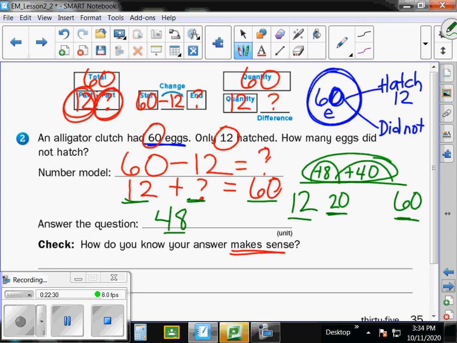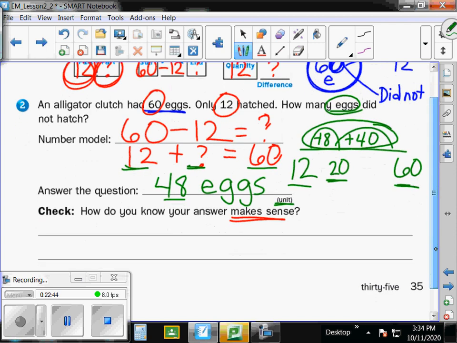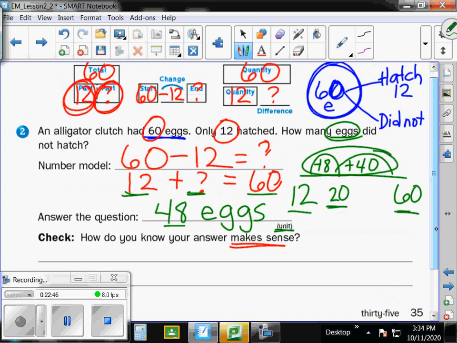All right, let me go back to my question. How many eggs did not hatch? 48 eggs did not hatch. Okay, how do I know my answer makes sense? Well, remember when I added it together earlier? When I added 60 plus 12, I got 82.